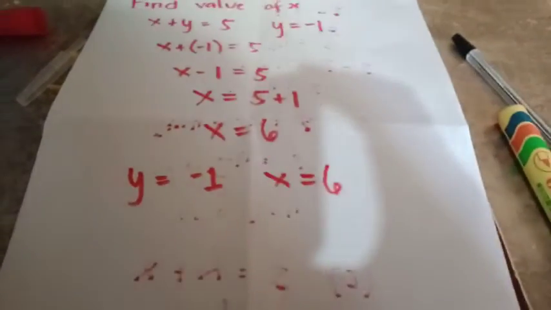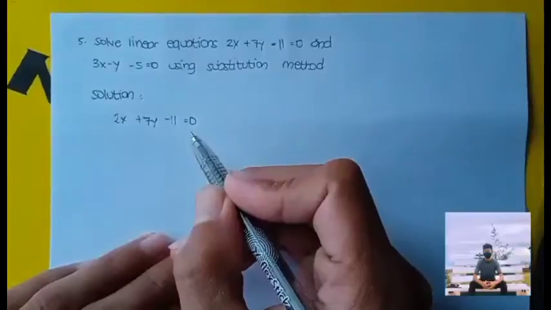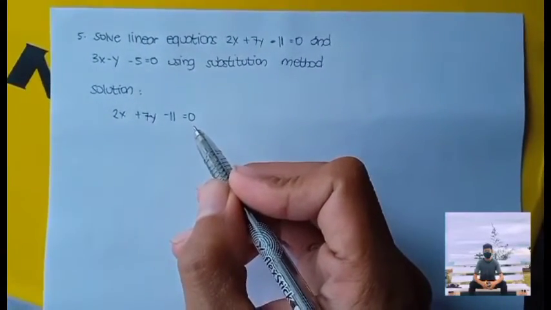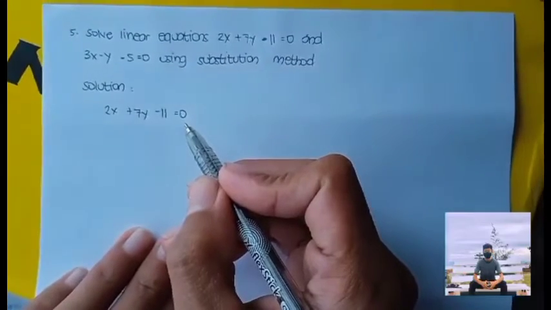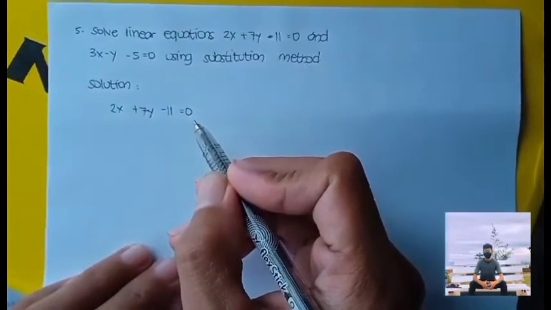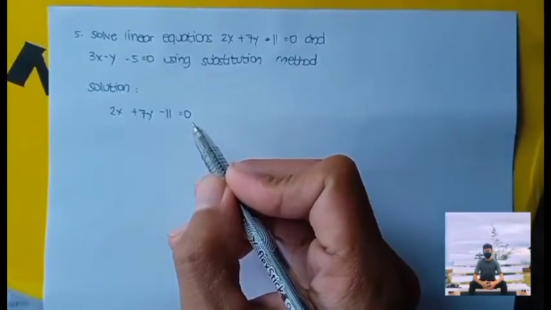That's all. Thank you. Hi guys, so today we're gonna solve our fifth equation, which is to solve the linear equations 2x plus 7y minus 11 equals 0 and 3x minus y minus 5 equals 0 using substitution method.